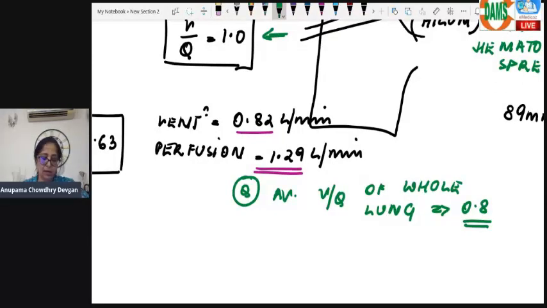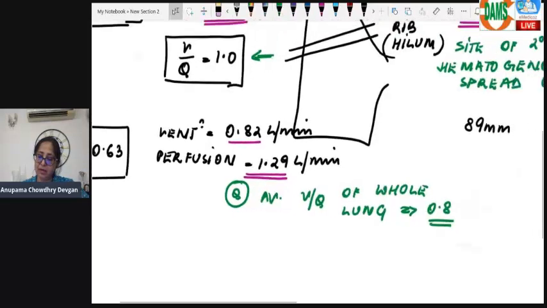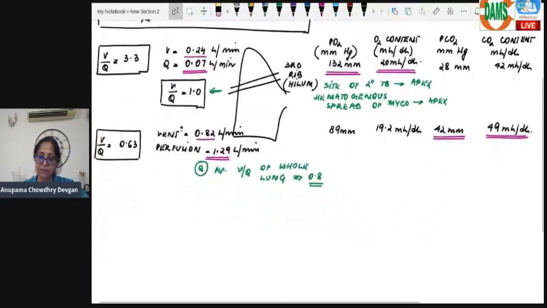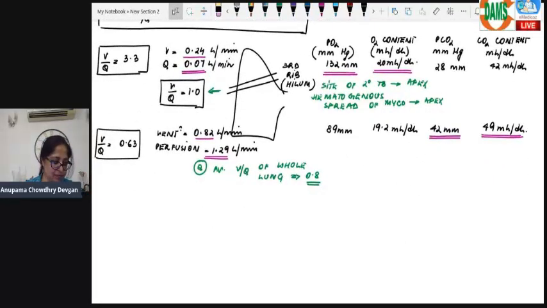Okay? I'll try and put it in one. I don't know whether it helps you. If I put everything in one frame, does it help you? No, it's too small. Too small? Okay. So this is as far as your ventilation perfusion gradient in the standing posture is concerned. Okay? All right. Let's go on to the next topic.